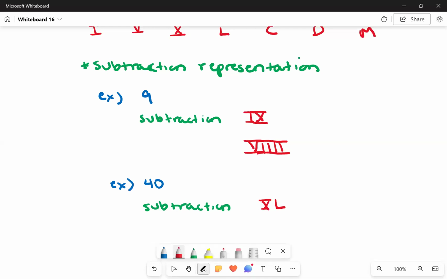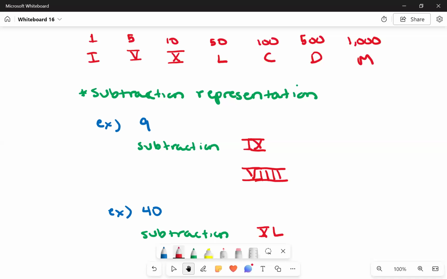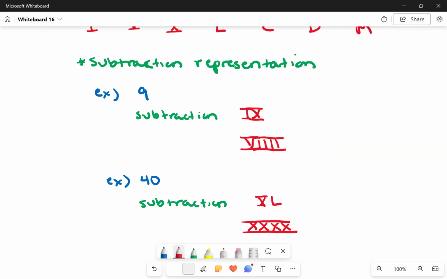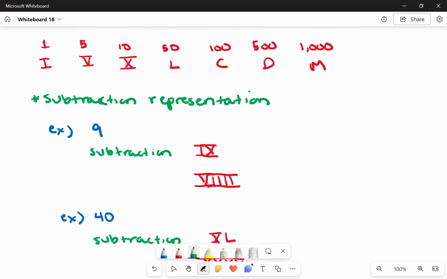The non-subtraction system means that I would use 10 four times. So I would do 1, 2, 3, 4 X's. Okay, so there's the two systems for Roman numerals, just being aware that some of them are written in subtraction whenever the smaller number is written in front of the larger number. Okay, that's when we see the subtraction system. So let me make a note of that. Smaller number in front of larger number.